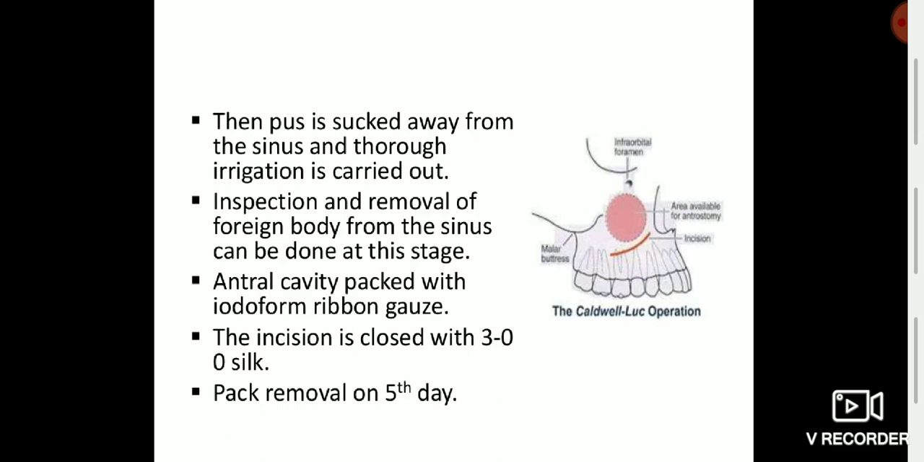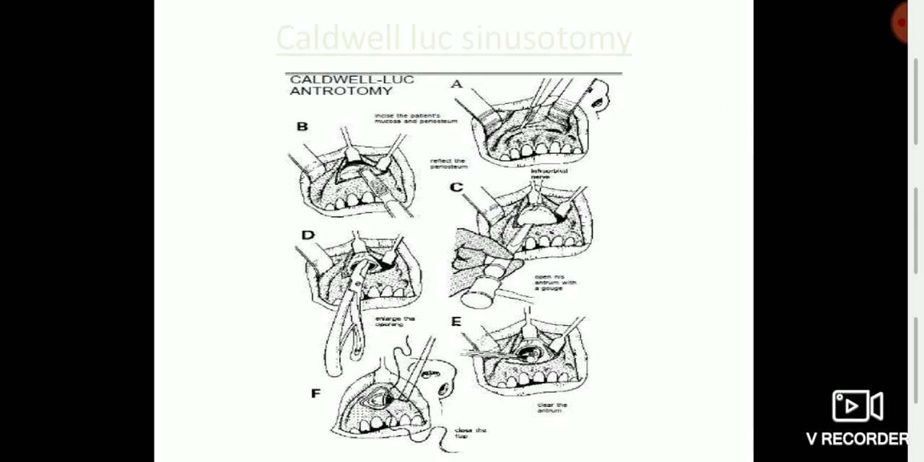So this is the diagram showing Caldwell-Luc procedure. You can see the placement of the incision right from the canine to the second molar. And you can see this reddish circle where the entry into the maxillary sinus is done, right above your canine, in the area of canine fossa. So this is the picture showing.